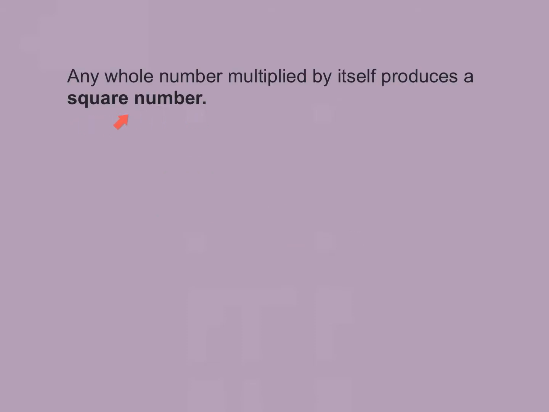Right, well, what is a squared number? Any whole number multiplied by itself produces what is called a square number. An example of that is 5 multiplied by 5 would give you 25. And 5 multiplied by 5 is the same as 5 squared. And therefore 25 is a square number.